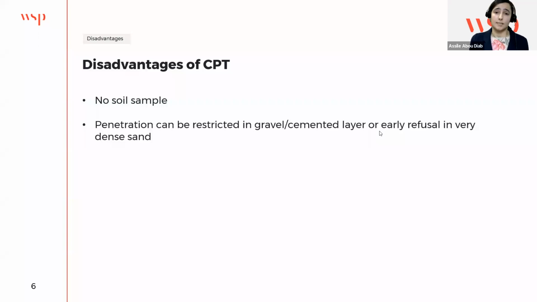Some disadvantages: there's no soil sample. You cannot obtain a physical sample to look at and test in the lab. And despite the advancements, the penetration is still restricted in gravel and cemented layers, and sometimes in dense sand we hit a refusal.